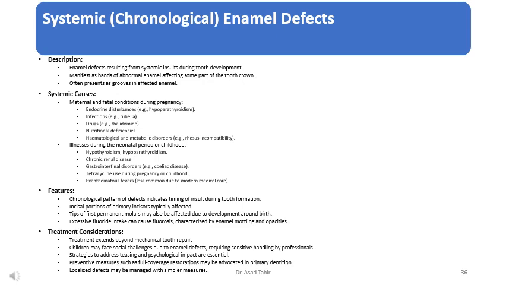Treatment considerations. Treatment extends beyond mechanical tooth repair. Children may face social challenges due to enamel defects, requiring sensitive handling by professionals. Strategies to address teasing and psychological impact are essential. Preventive measures such as full coverage restorations may be advocated in primary dentition. Localized defects may be managed with simpler measures.